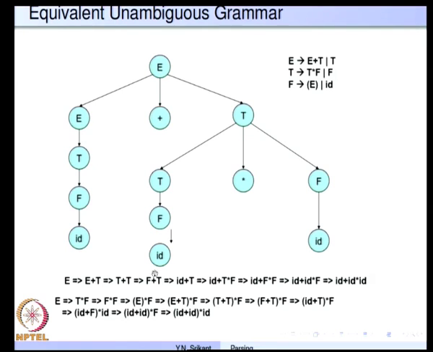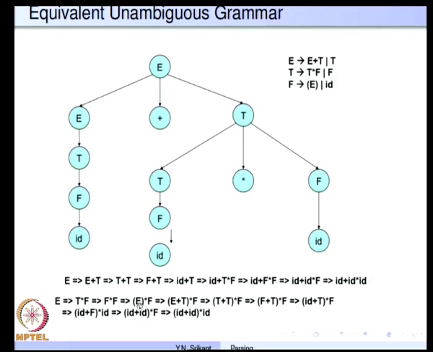Now suppose we try to look at the same string ID plus ID star ID as star first and then plus. Let us begin with the production E to T, and then T star F. I skipped one step here just to compress the derivation: E to T, then T to T star F, and T star F becomes F star F. But once you reach this stage, it is imperative that we use parenthesis E parenthesis as the right hand side of F in order to generate E, because without E you cannot get E plus T.